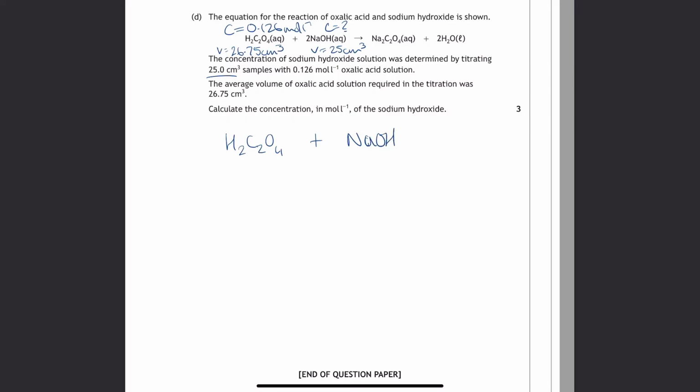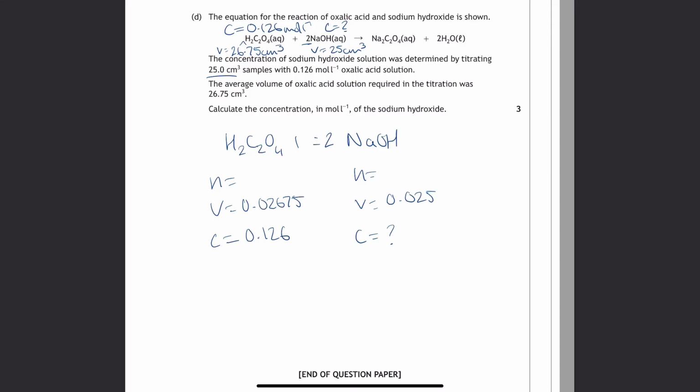So if I take the formulas down here, we've got a 1:2 ratio here. I put a plus there, sorry. So 1:2, and then we're dealing with volumes and concentrations, so we're going to have n, v, c listed underneath these. So we're trying to find out that. That's 0.126. The volumes, don't forget to change them into litres. So that'll be 0.02675 for that one, and this one will be 0.025.